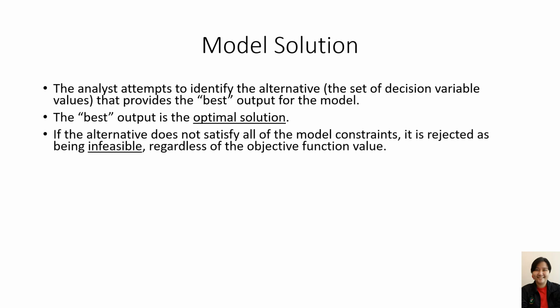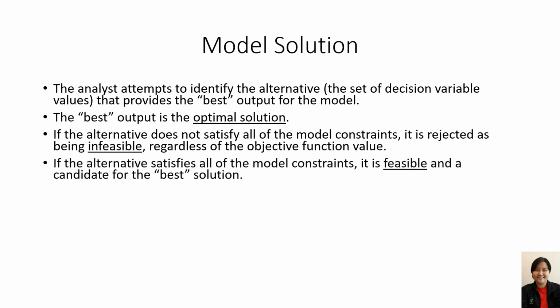An alternative that does not satisfy all the constraints is called infeasible, while an alternative that satisfies all the constraints is called feasible. To make this clearer, let us illustrate. Suppose that we have 5 alternatives. So we have alternative 1, alternative 2, 3, 4, and 5.